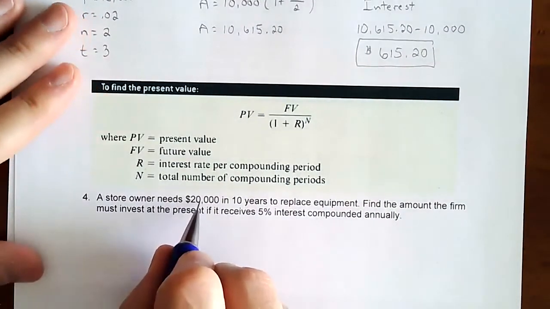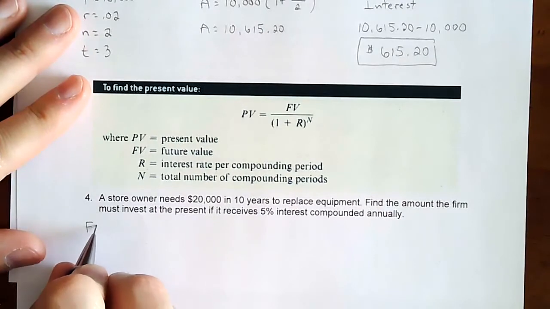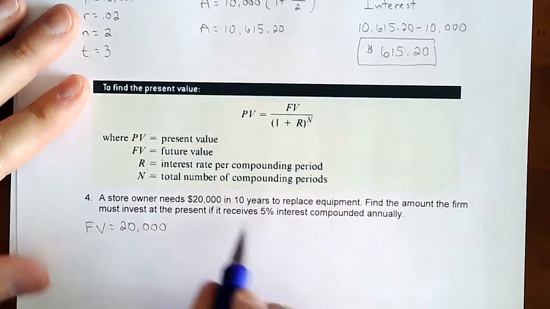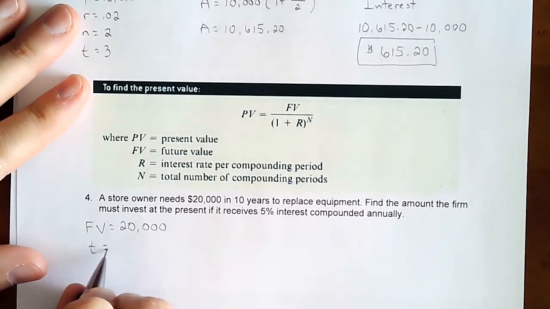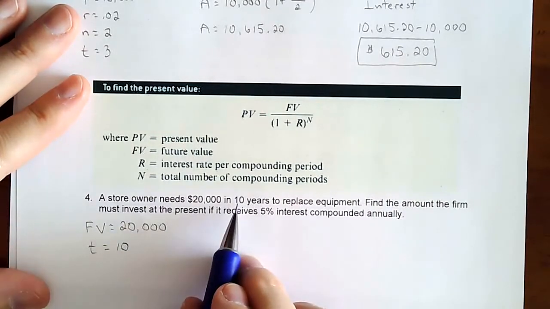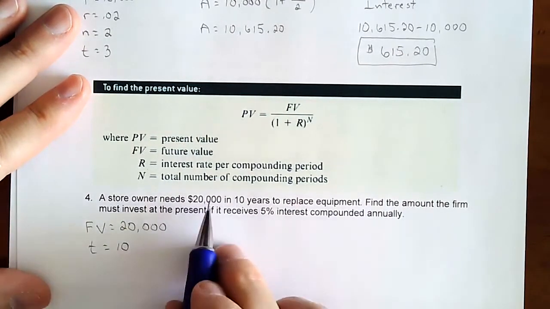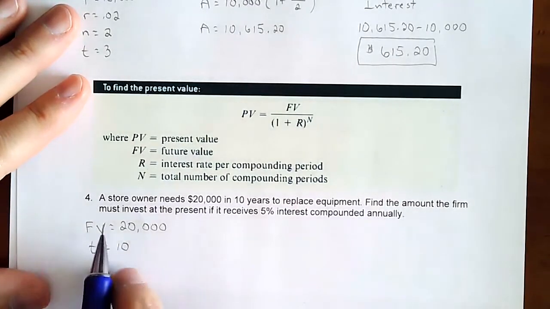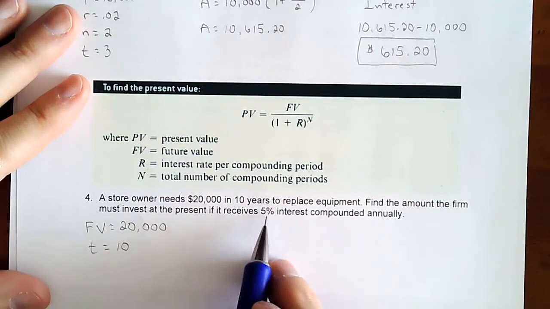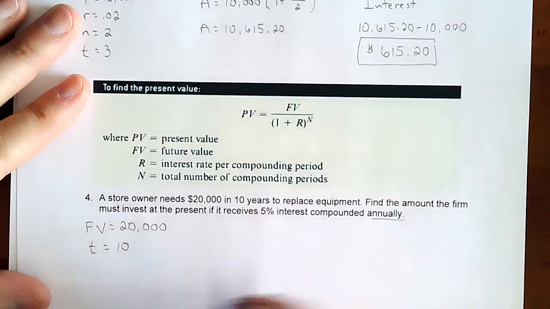So it says the store owner needs $20,000. That is known as a future value. And then in 10 years, so our time is 10, to replace some equipment. So we'll put money aside, because every 10 years the equipment gets worn out and we need to update it. So find the amount that the firm must invest at present. So we don't know the present value if it receives 5% compounded annually. So that's good. Our rate is 5%, and how often we're compounding it is one time a year.